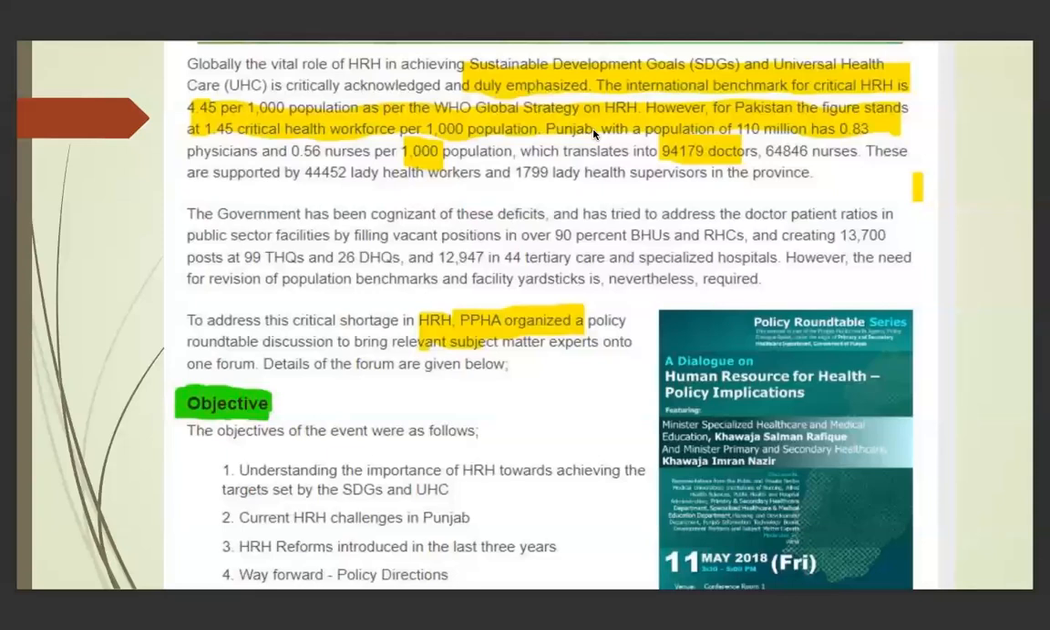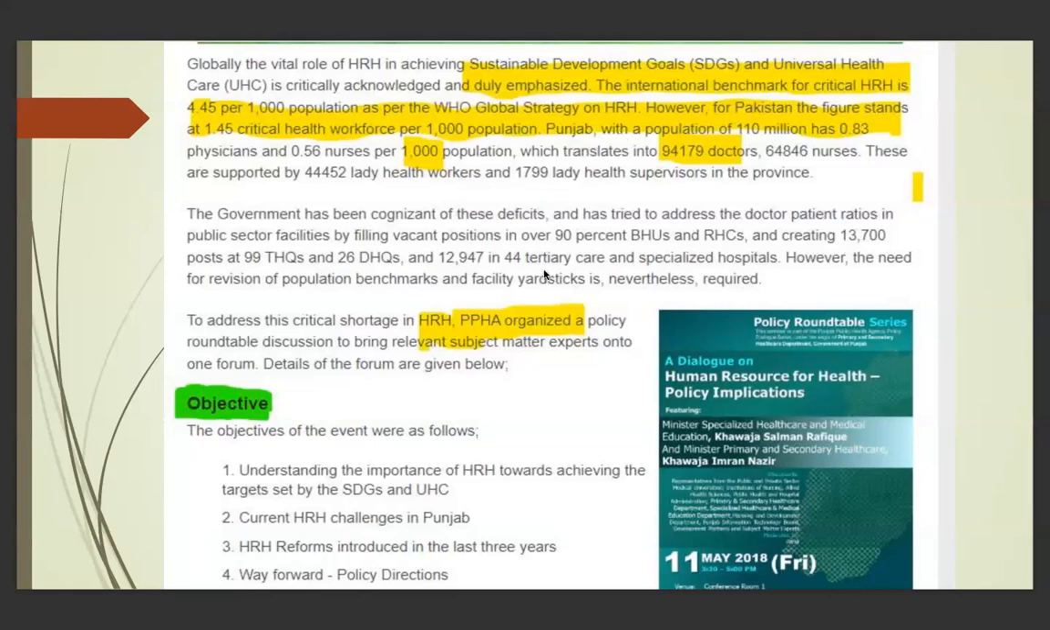The international benchmark for critical HRH is 4.45 per thousand population, as per the WHO Global Strategy on HRH. However, for Pakistan, the figure stands at 1.45 critical health workforce per 1,000 population. Punjab, with a population of 110 million, has 0.83 physicians and 0.56 nurses per thousand population, which translates into 94,179 doctors and 64,846 nurses. These are supported by 44,452 lady health workers and 1,799 lady health supervisors in the province.